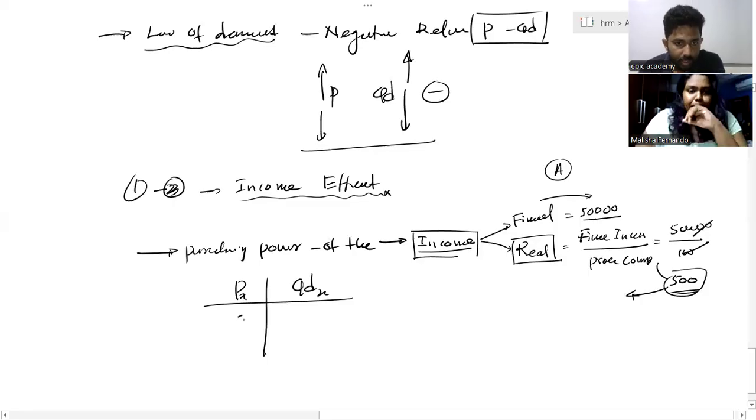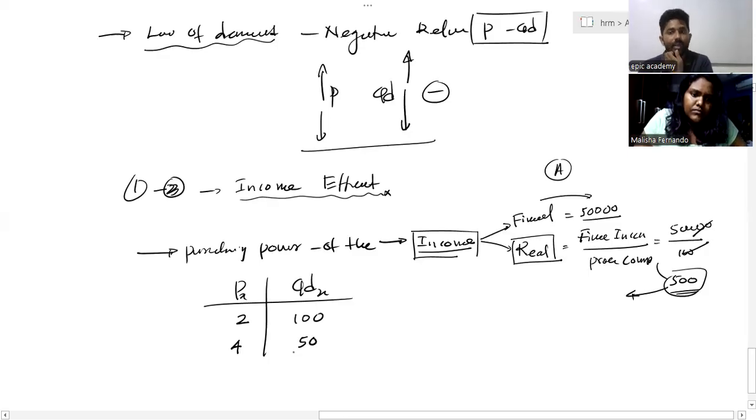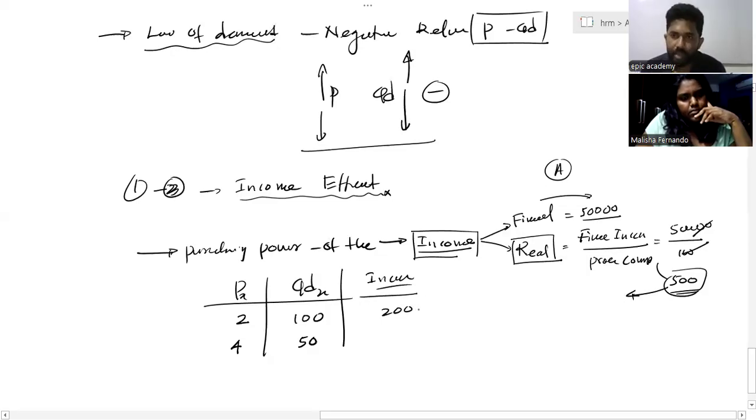Price of the commodity is just 2. When the price of the commodity is 2, he is going to purchase 100 commodities. When the price of the commodity is 4, he is going to purchase only 50 commodities. Now you can identify the relationship between price and quantity demand: it is negative. How does it happen? Just consider the income of the consumer is limited. It is just 200. This person's income is 200 rupees. He is going to consume only X commodity.